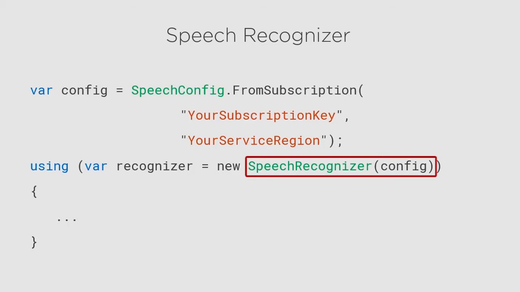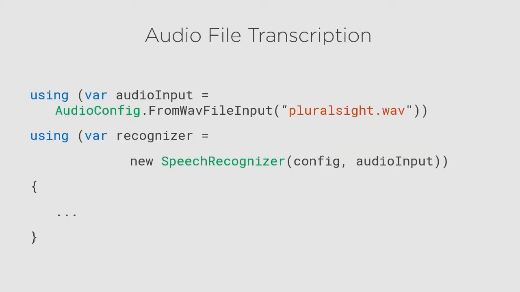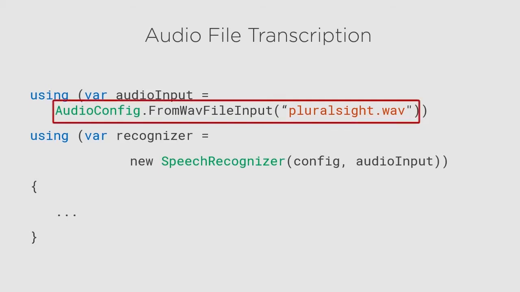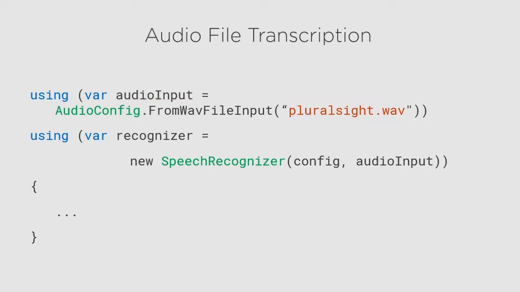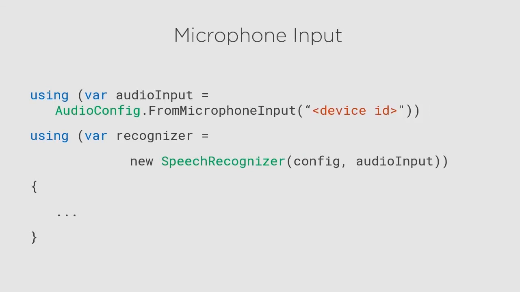You can use audio from more than just the default OS microphone. You can use audio from a file as your input. It's as simple as creating an audio config from a supported file type. Then, when the recognizer is constructed, the audio config is passed in as the second parameter. Now, when the recognizer is invoked, it will use the audio file as the input instead of the default microphone.